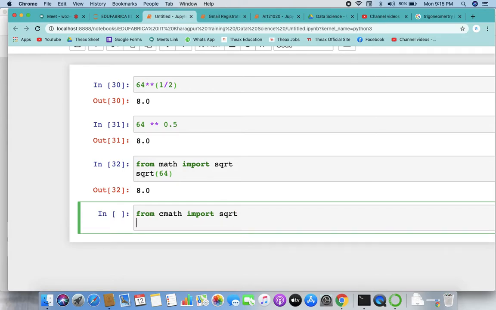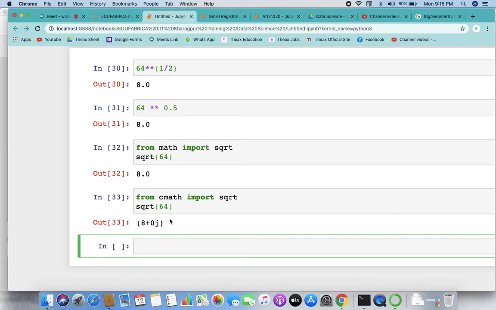Have you heard the name cmath? Not even used before? So this will return a complex number. So where are we going to use cmath, sir? In complex numbers, like when you go for finding the roots of any equations, there is a very high possibility that you will get something like the square root of minus 1. In those cases, we use this.